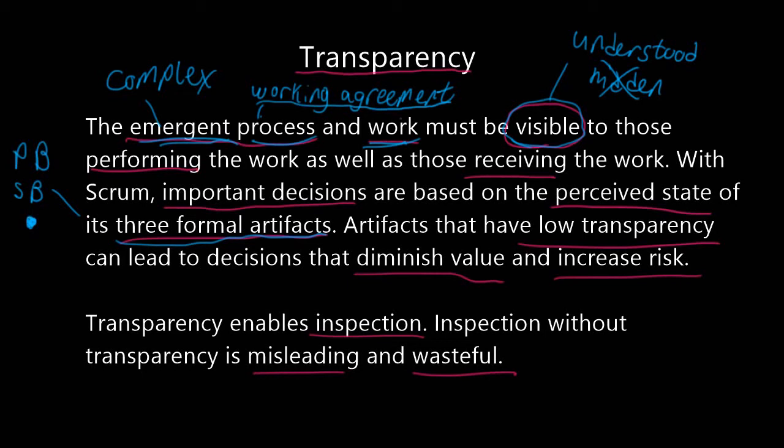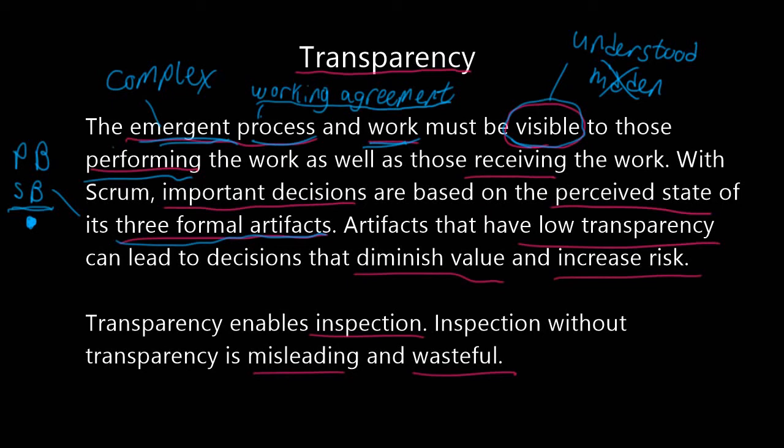An example of work that is visible, and this all relates to our three formal artifacts, which are our product backlog, our sprint backlog, and our increments. An example of work that is visible to those performing the work would be our sprint backlog. So every working day, at the daily Scrum, the developers get together and they analyze the sprint backlog and make what they hope is the best decision on how to make progress toward the sprint goal that sprint.